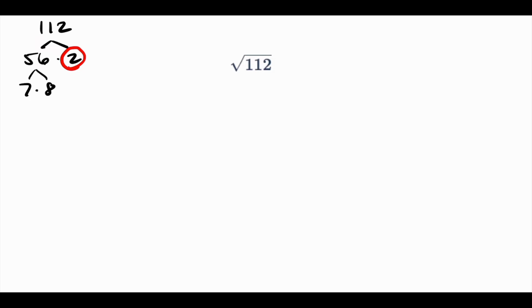7, can I break down 7? No, circle it. Break down 8, 4 and 2. We do that until we can't break down anymore. And we get a bunch of prime numbers. That's the first step. First step is always that.